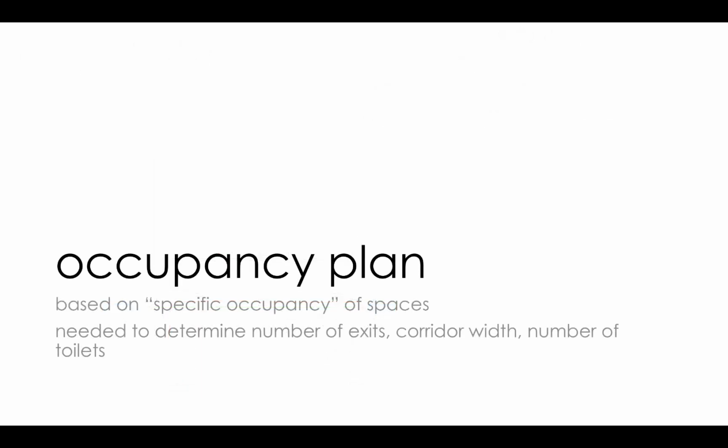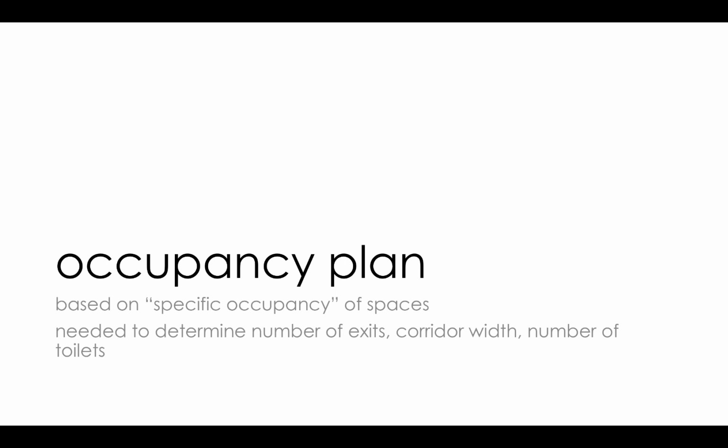So the other type of plan that we need to do early on is an occupancy plan. And again, our project is pretty simple, but this is the plan you use to figure out how many occupants there are in a project. It's based on what's called the specific occupancy of spaces. So there's the use group of the building itself. And then within that building, there may be individual spaces that have different specific occupancies, some with more people, some with less.